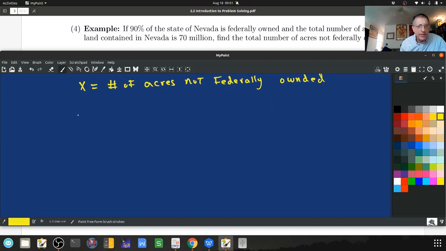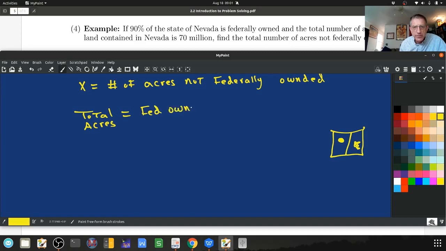But we have the total acreage. The total acres is split. So you can draw a little picture if you need. Just pretend that's Nevada, and we have two parts: the part that is Fed-owned and the part that is not Fed-owned over here. So the total acres is going to be Fed-owned plus not Fed-owned.